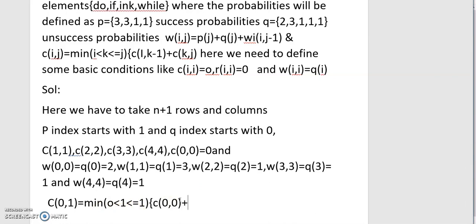then plus C of k comma j, k value is 1, j value is 1. Okay, plus W of I comma j minus 1. W of I comma j minus 1 means I is 0, j minus 1 means 1 minus 1. That is W of 0.